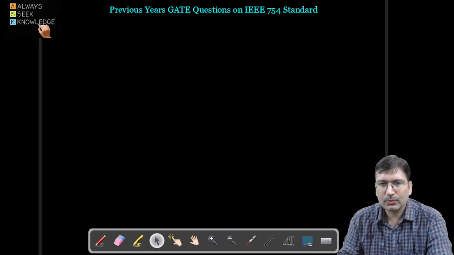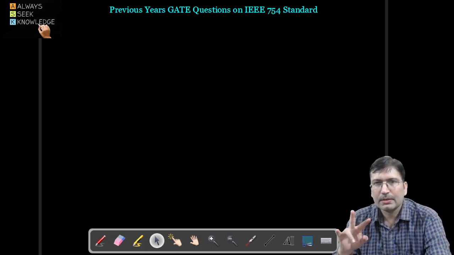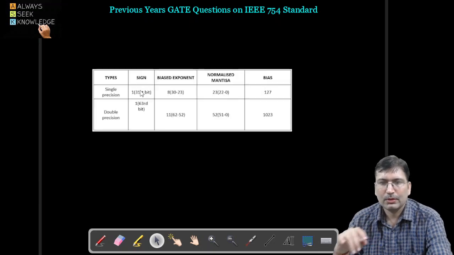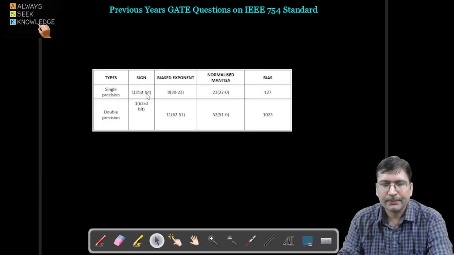Before that, just quickly recall, there are two formats in the IEEE 754 standard. One is single precision, another is double precision. In single precision format, the sign bit is represented by 1 bit, 8 bits are reserved for the biased exponent, and 23 bits are reserved for the normalized mantissa, and the value of bias is 127.